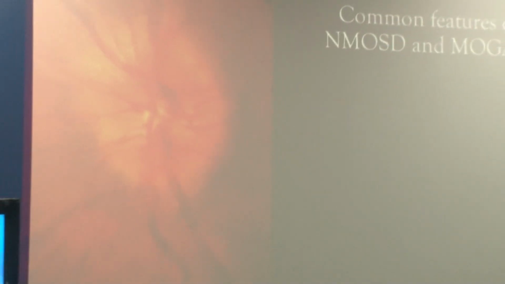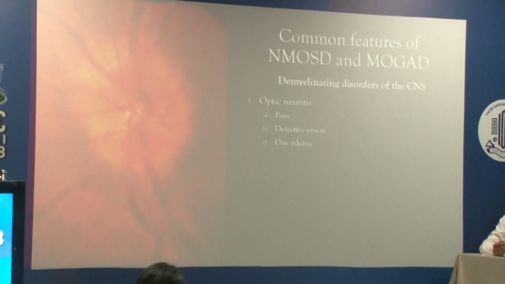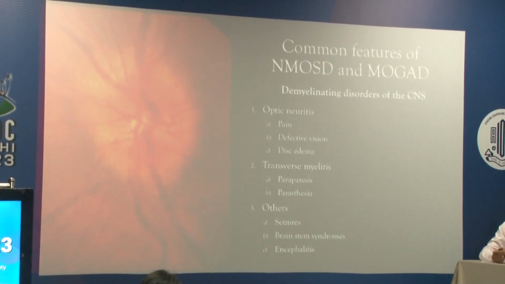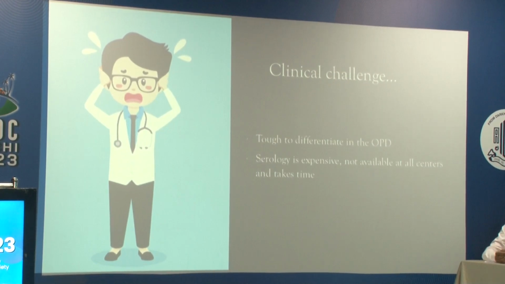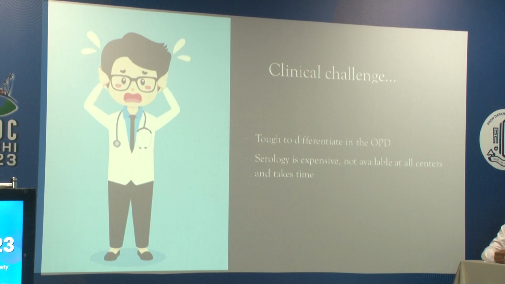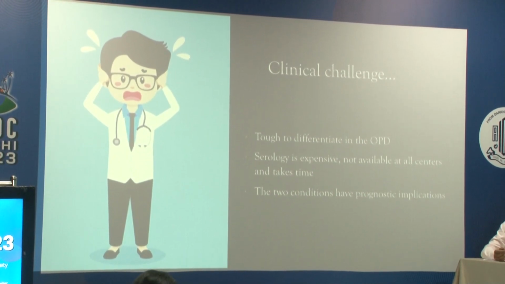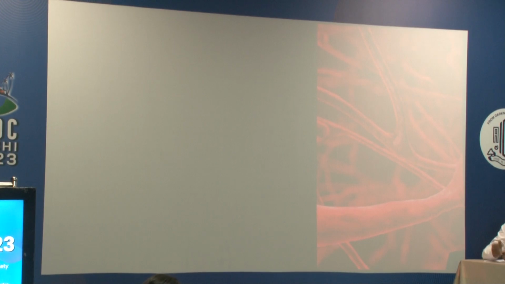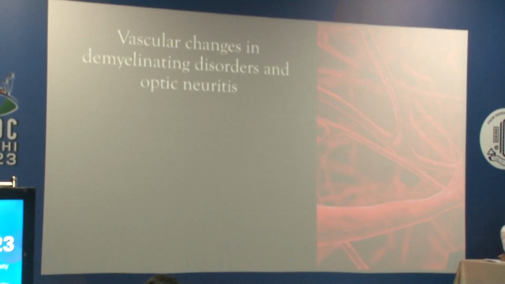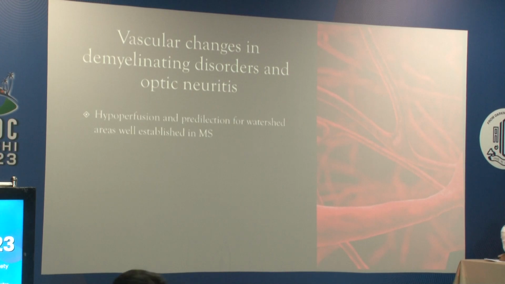So NMOSD and MOGAD are both demyelinating disorders of the central nervous system that have a common clinical presentation. It can be tough to differentiate between the two in the OPD, and serology can be expensive, unavailable, and time-consuming. These two conditions have very different prognostic implications for the patient and a slightly different treatment approach in the long run. Another way to look at these demyelinating disorders is to study the vascular changes that occur in them. Hypoperfusion and predilection for watershed areas is already well established in multiple sclerosis.